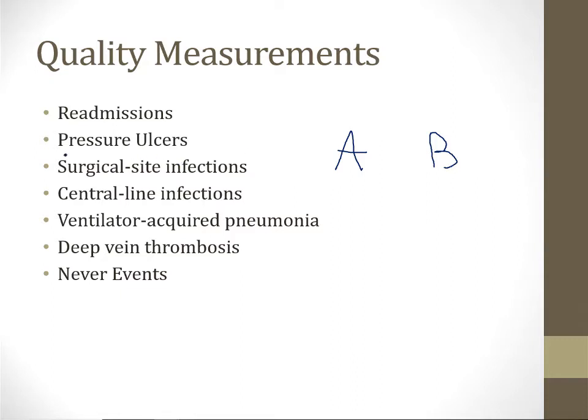So, all of these items I've listed on the screen here are measured to determine the quality of an institution. They're all considered markers of poor quality. So the more of these things that you have, the worse the quality of your institution. The fewer of these that you have, the better you're doing in terms of quality of care.